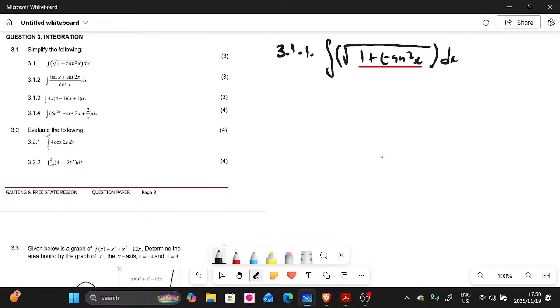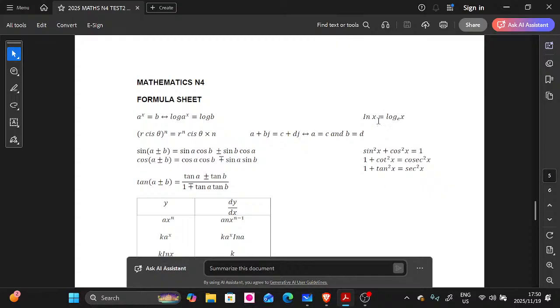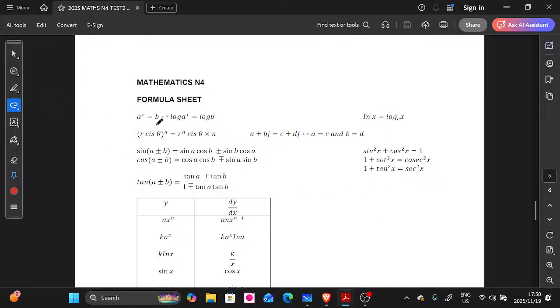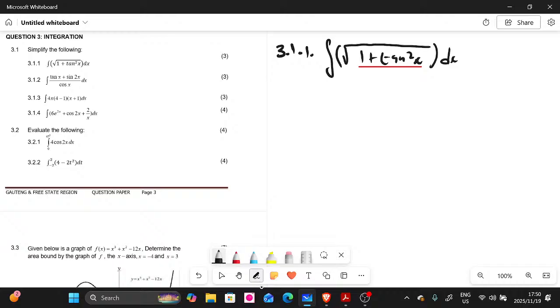So you go to your formula sheet. If you go to your formula sheet, you'll see that we do actually have a square identity on our formula sheet there. Let me show you. Here's a square identity there. 1 plus tan squared is equal to sec squared x. So meaning 1 plus tan squared, we can change it into sec squared x. So we continue to simplify further.